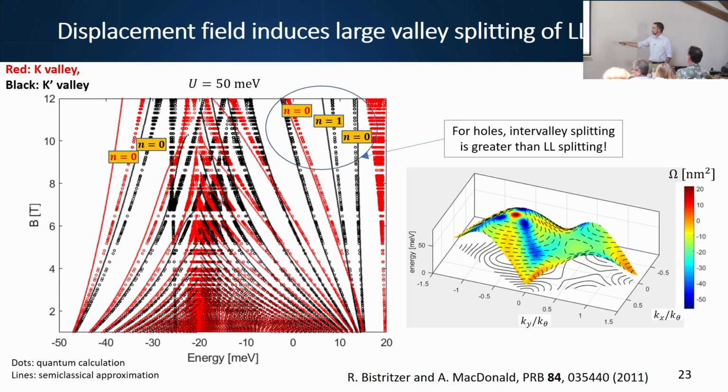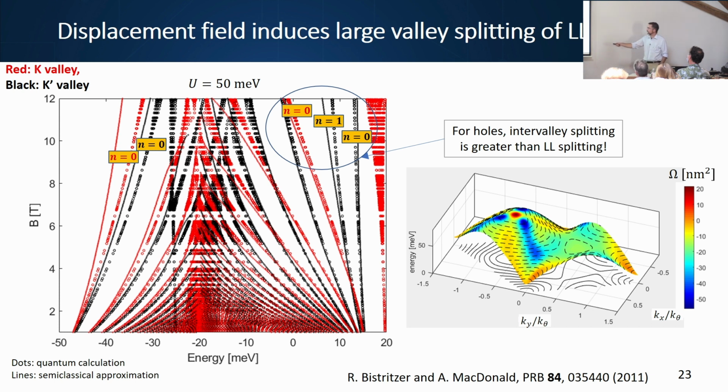What's interesting is that when you go to the top of the valence band, the splitting is actually huge. There's the first black line right there, the second black line, but now there's the first red line. So the inter-valley splitting is actually greater than the Landau level splitting, because the g factor up here is so big. It's about 40 at this part of the band structure.